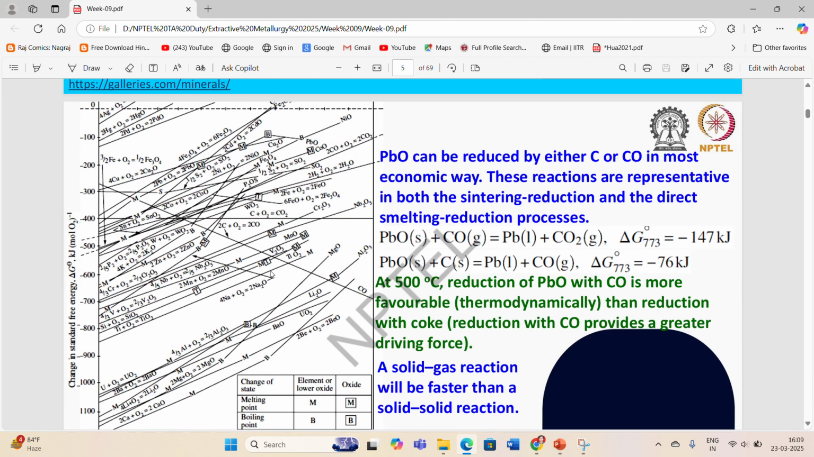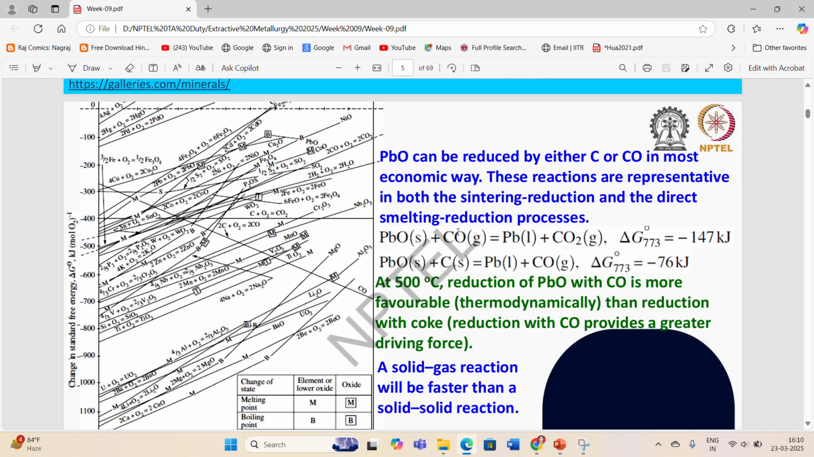So, lead oxide, coming to the thermodynamics of the lead extraction process. Lead oxide can be reduced either by carbon or carbon monoxide in the most economic way. These reactions are representative of both the sintering reduction and the direct smelting reduction process. So lead oxide, with the help of carbon and carbon monoxide, can be converted into the lead metallic state.